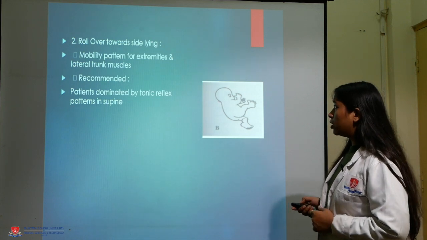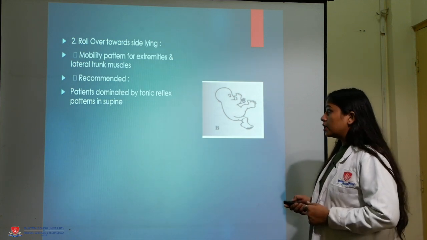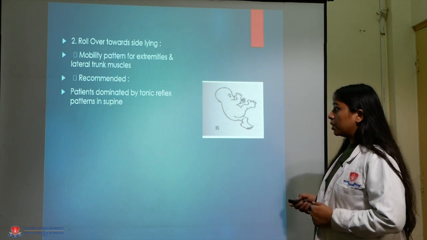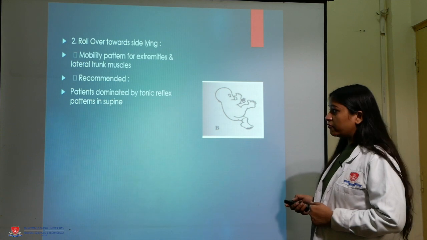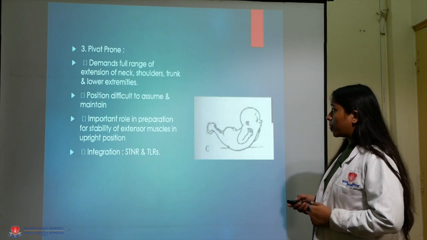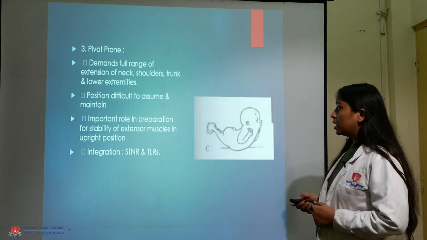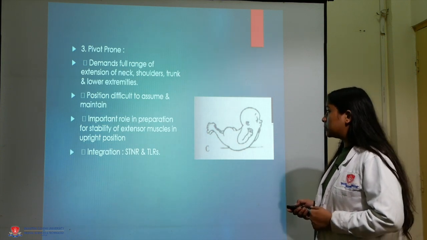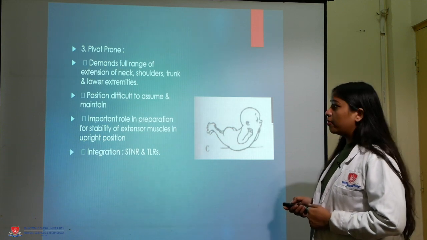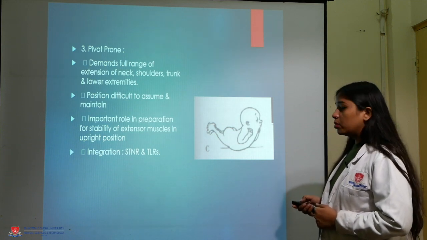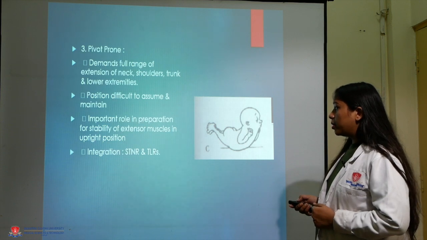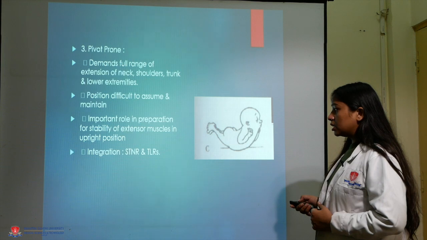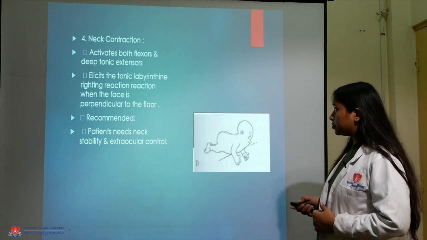So next is roll over toward side lying. It means a mobility pattern for the extremities and lateral trunk muscles. It is recommended for patients dominated by tonic reflex patterns in supine. Next is pivot prone. It demands full range of extension of the neck, shoulder, trunk, and lower extremity. This is the position of pivot prone. The position is difficult to assume and maintain. It has an important role in preparation for stability of the extension muscles in the upright position. Integration includes STNR and TLR.